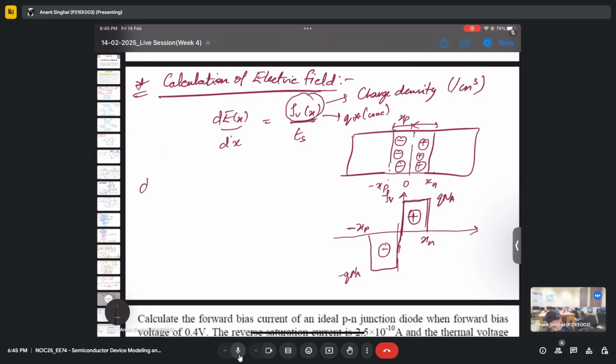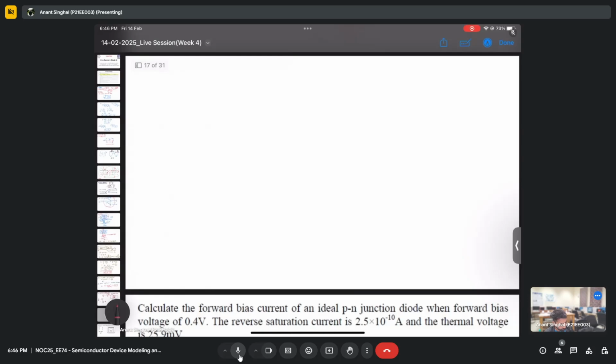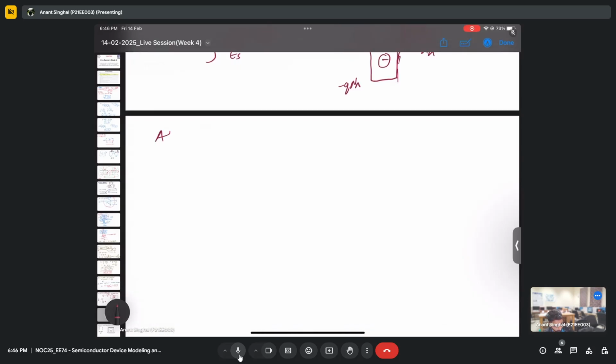What we need to calculate is the electric field. Please be interactive here. I'll be calculating and you also try to calculate side by side. Can I write that the electric field is nothing but the integration of rho v by epsilon s dx, right? Now, first of all, we're starting with x less than 0, and up to minus xp. So I'm talking about this region.